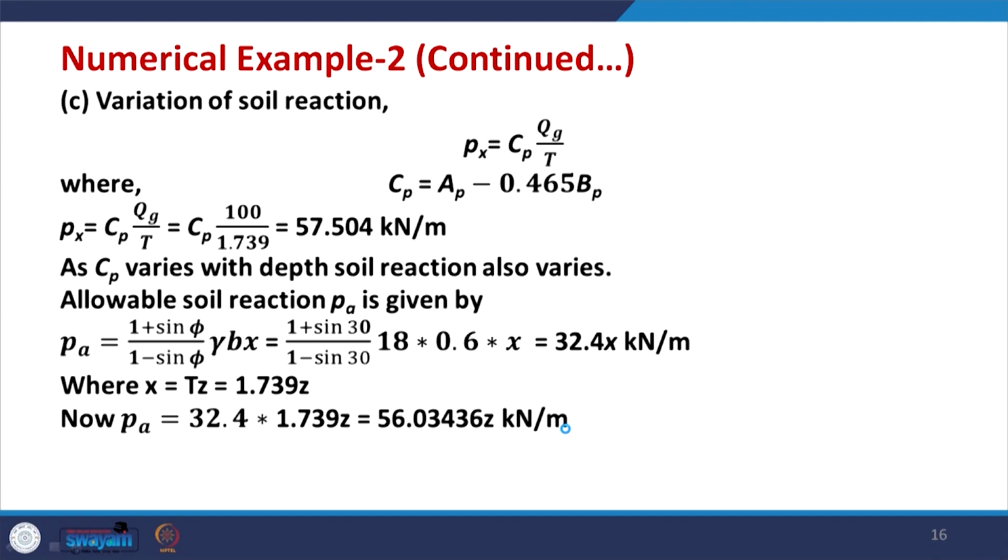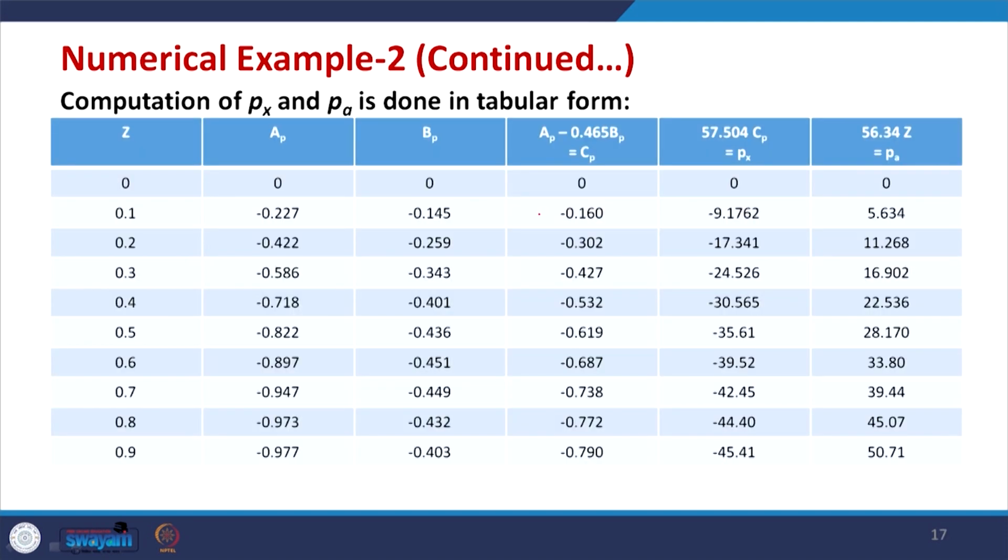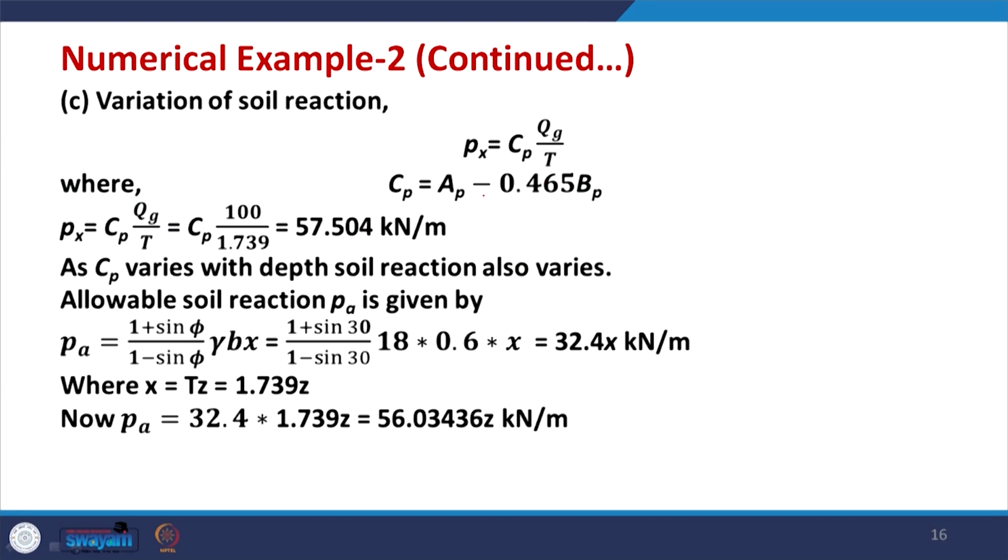Then next, variation of soil reaction. Px can be calculated as Cp Qg by T, and here again Px will vary with Cp. But the problem with Cp is that even if it is maximum, that does not mean that you are safe. What we need to make sure is that ultimately, at all depths, Px should be less than Pa, and mind it that both Px and Pa vary with the depth. Not only is Px varying, but your allowable values are also varying with the depth. So, let us calculate both Px and Pa.